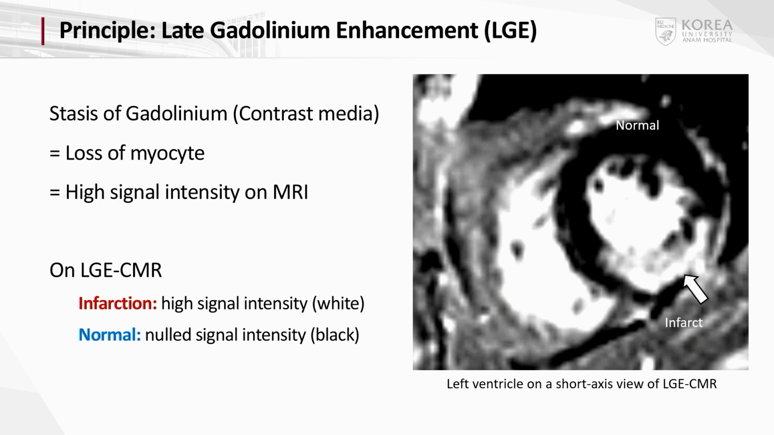As you know, gadolinium is a key component of MR contrast. It accumulates in areas where myocytes are lost, as in infarction. So this area shows high signal intensity on the MRI with gadolinium accumulation. As a result, infarcted myocardium appears white, while normal myocardium remains dark. As you can see in these MRI images, the area indicates a definite myocardial infarction.